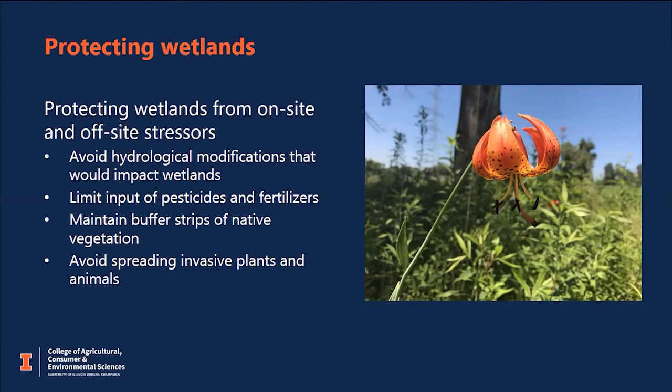It's important to limit input of pesticides and fertilizers in particular, as they run across the landscape and end up in wetlands, tending to stimulate the production and growth of invasive plant species to the detriment of native biodiversity. One way to protect wetlands is to maintain buffer strips of native vegetation around the wetland. Not only does this provide a buffer that prevents inflowing pollutants and nutrients, but it also provides habitat for wildlife species, particularly species that spend part of their life cycle in the aquatic environment and part in the terrestrial environment, like amphibians and reptiles. And of course, it's always important to avoid spreading invasive plants and animals that might negatively impact wetlands as well.